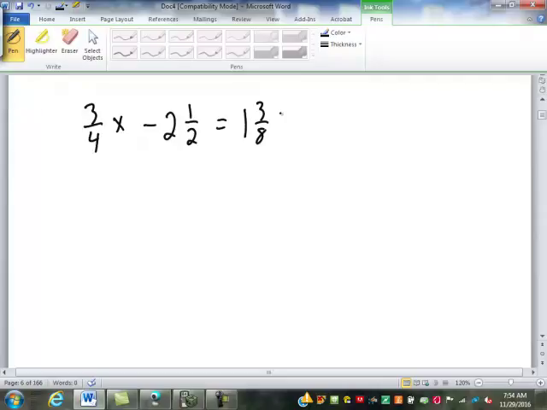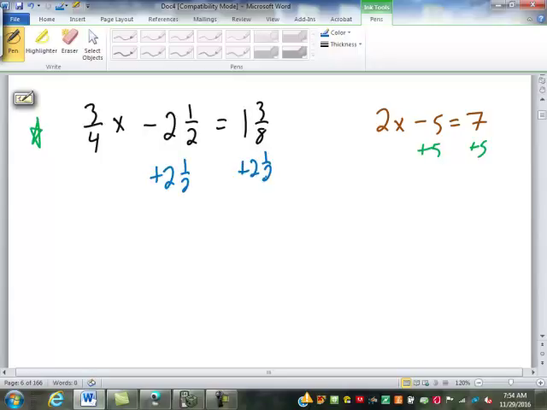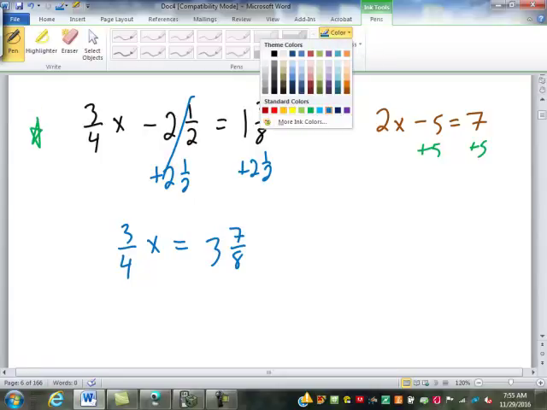Now this one looks very different, but I'm going to argue this is exactly the same as having 2x minus 5 equals 7. Here, we would add the 5 and then divide by 2, right? Exact same thing is going to happen over here. Just we're working with fractions. So what's going to be our first move? Add the 2.5. So that's gone. We have 3/4 x over here. 1 3/8 plus 2.5 is 3 7/8. I'll let you go back and do the fraction arithmetic if you want to.